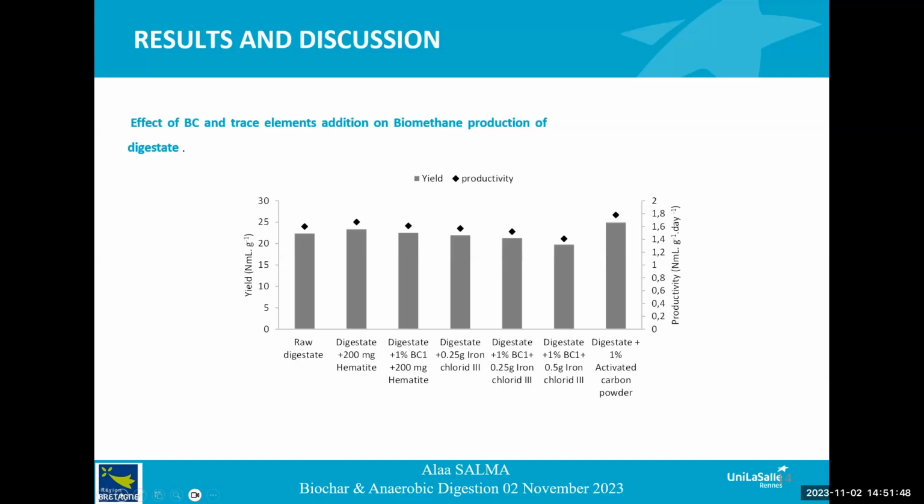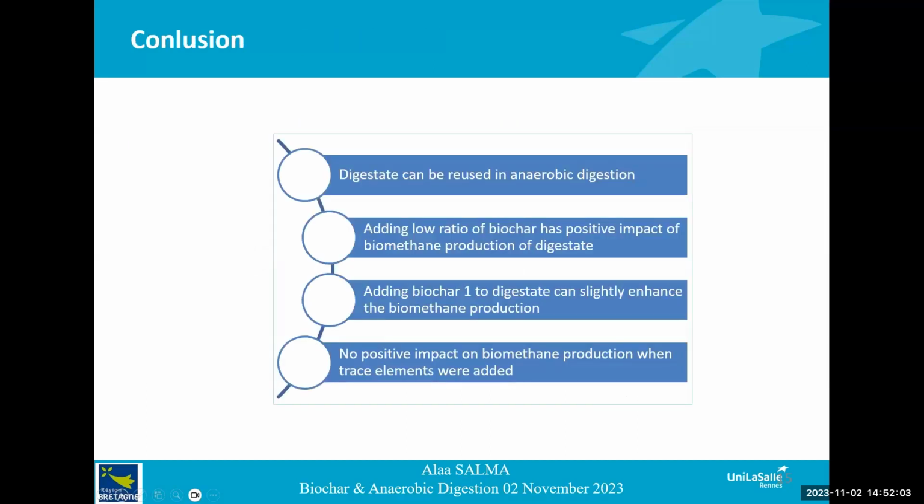However, when we use activated carbon powder, we have seen an increase in the methane production by 11.4%. So we can conclude finally that digestate can be reused in anaerobic digestion, and adding a low ratio of biochar has a positive impact on biomethane production of digestate. And especially adding biochar 1 to digestate slightly enhanced the production of methane, and no positive impact on the production of methane when trace elements were added.